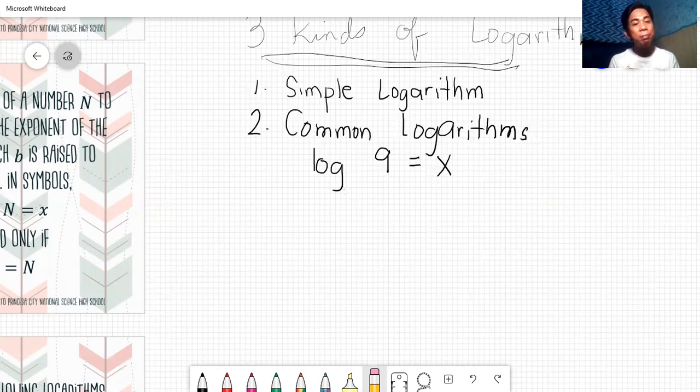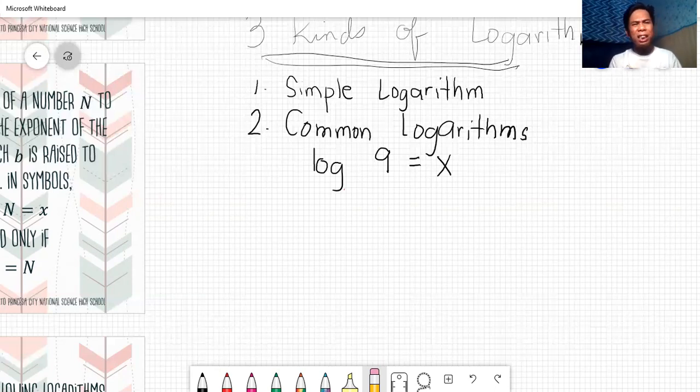Did you get me? Again, if you don't see any base on a logarithm, the base is considered 10. Remember that x has an exponent, right? What's the exponent of x? It's 1, right? But we don't write 1 because it's considered as 1. In logarithm, if you don't see any base here, the base is considered 10. Just keep that in mind because that is actually important.